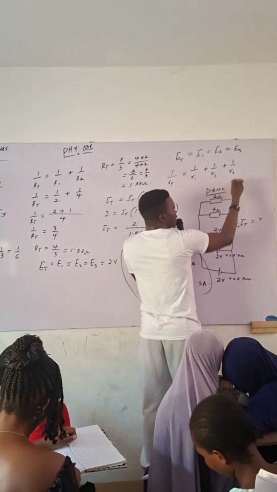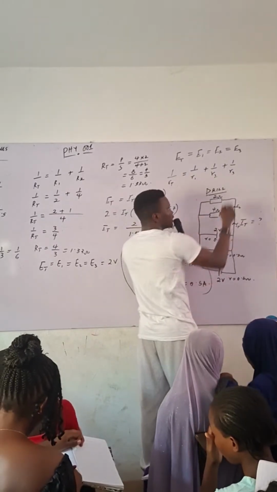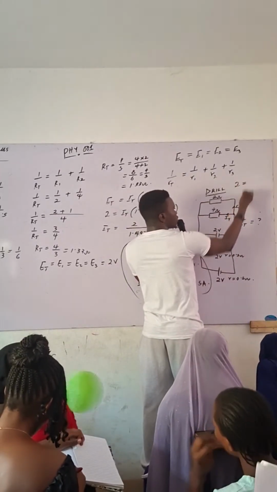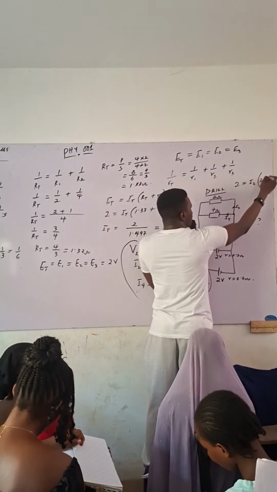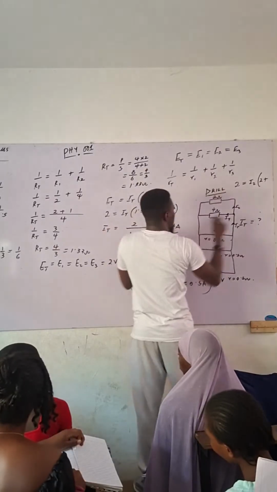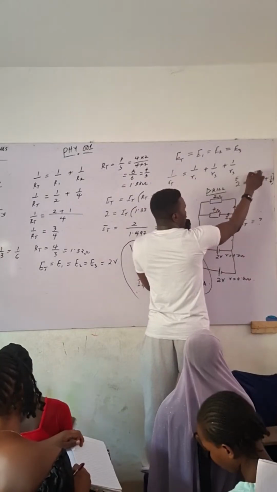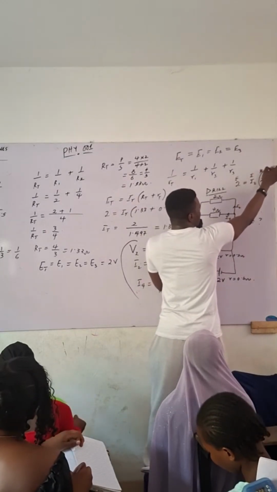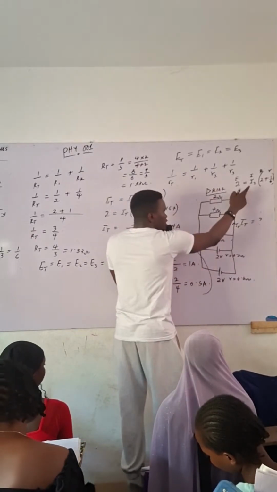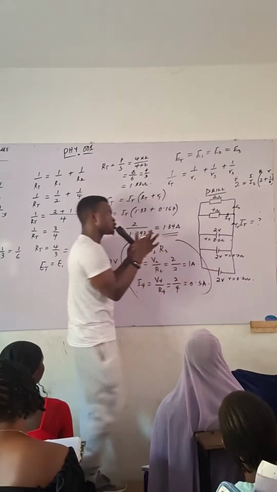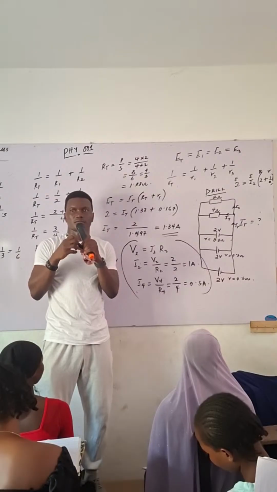But let me just say that, at least in this example, the total EMF, 2, will be equal to I, the one I'm looking for, I2, times 2 plus the total internal resistance, 1 over 6. Like saying E equals I(R plus r). If you get the other currents another way, do this and add them together and you get this, then that means you are probably correct.